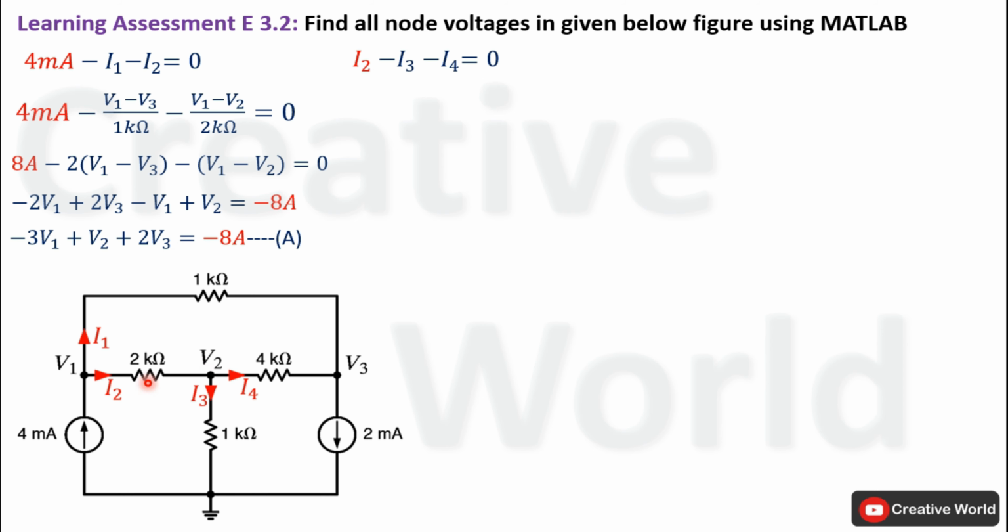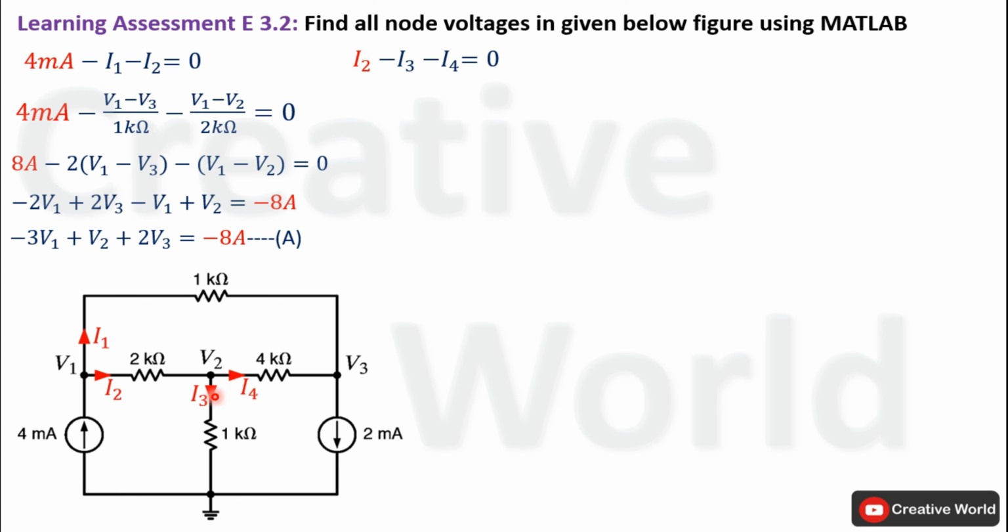On this node, one current is entering, that is I2, and it is taken with positive sign, while two other currents that are leaving from this node will be taken with negative sign. In this equation, we have to replace these all currents with their respective equations. Current equation of I2 was previously calculated, that is V1 minus V2 divided by 2 kilo ohm. Similarly, current I3 will be calculated using this node voltage that is appearing across 1 kilo ohm resistance divided by the value of resistance. So I3 will be equal to V2 divided by 1 kilo ohm.